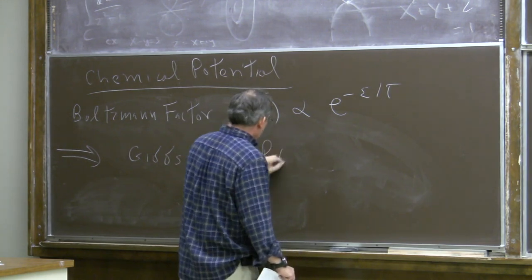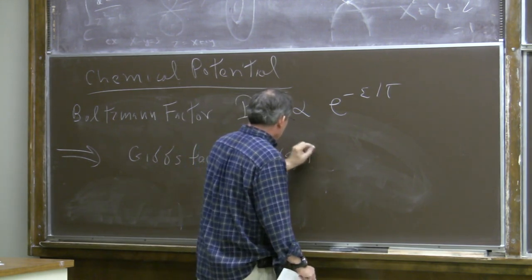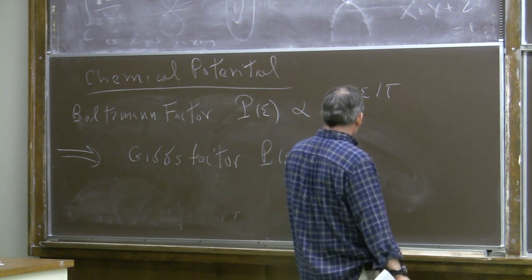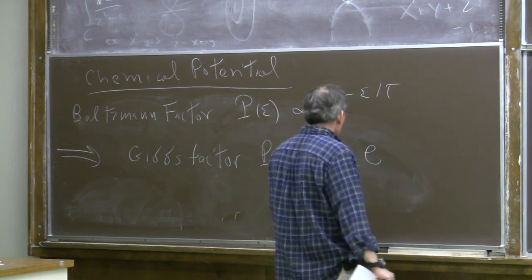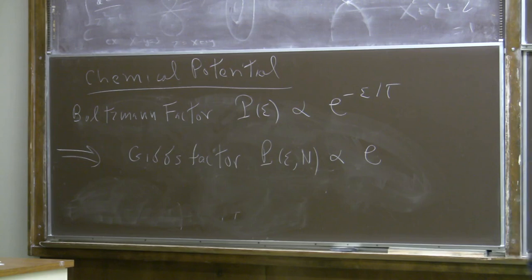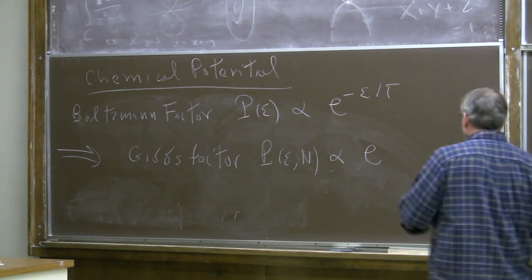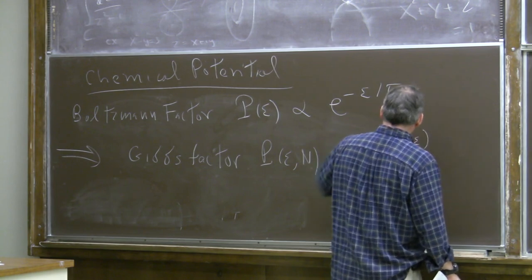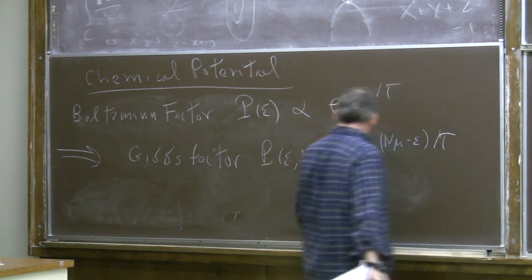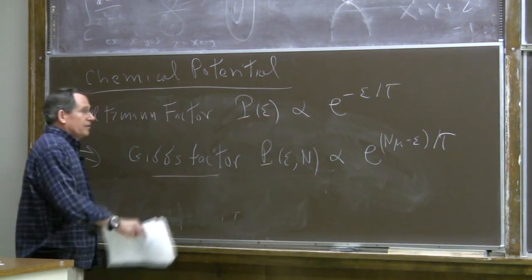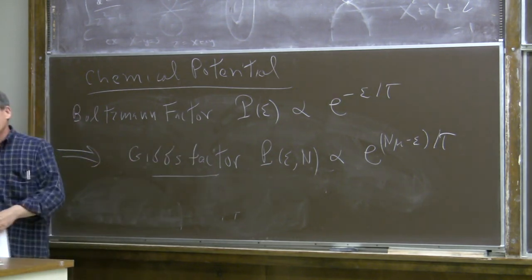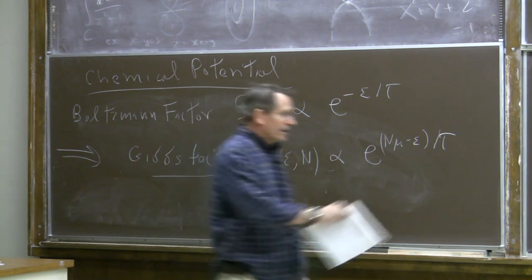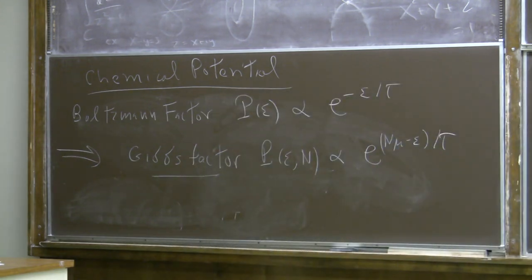Which now depends on energy and number of particles. And we're saying that probability is proportional to the exponential of (n mu minus epsilon) over tau. The reason I wrote it as a ratio is just so I wouldn't have to say proportional to. Rather, the ratio of two probabilities was given by the quantity on the right-hand side.